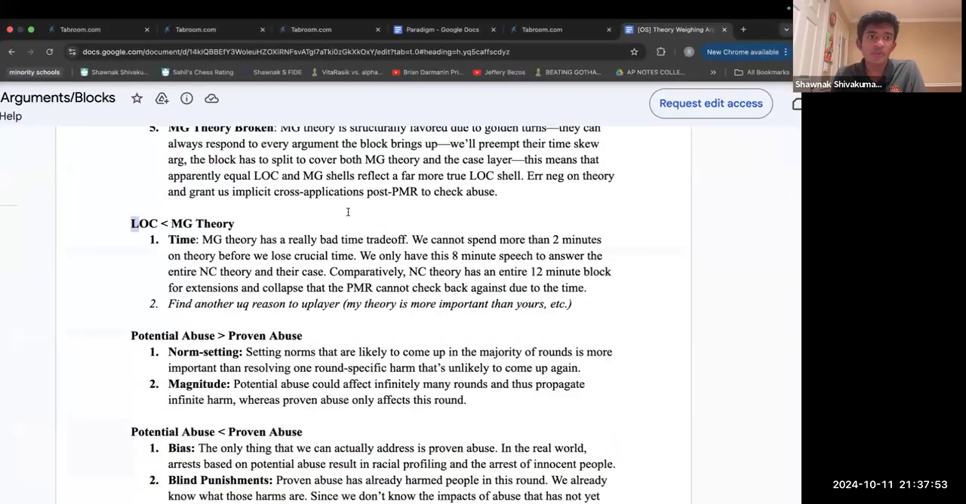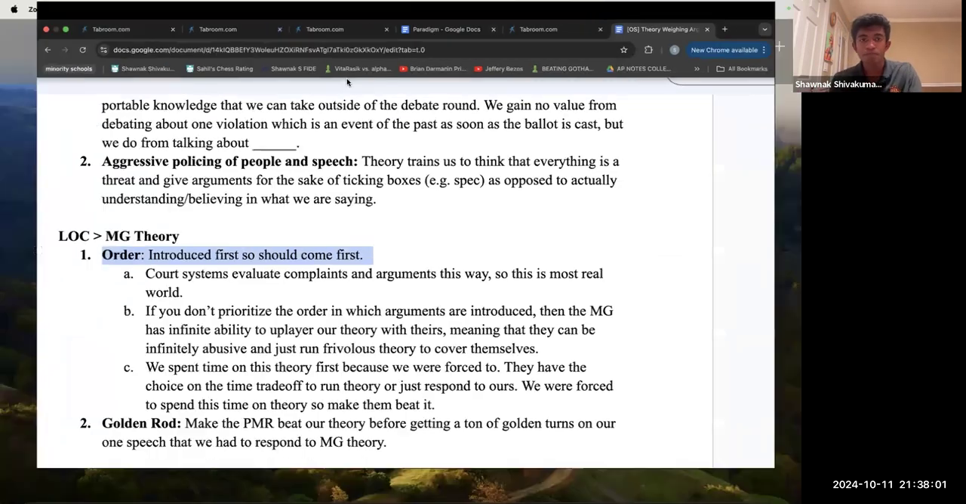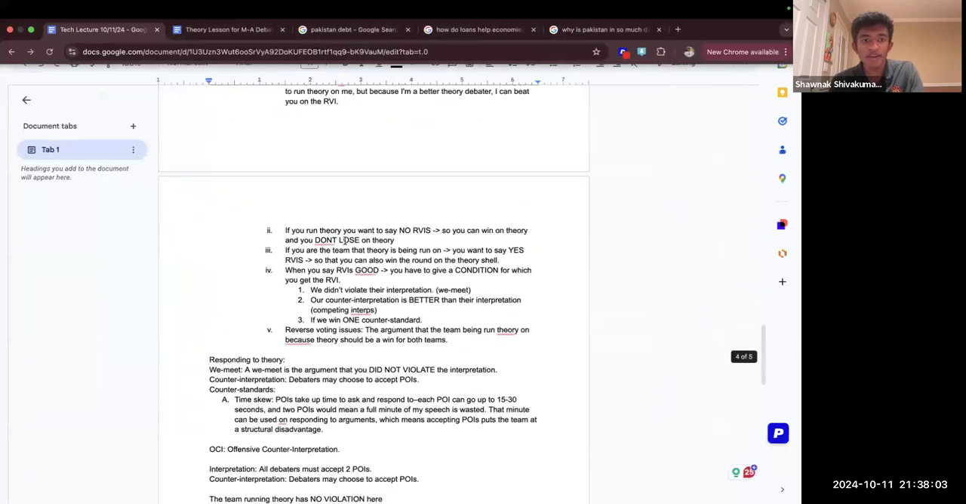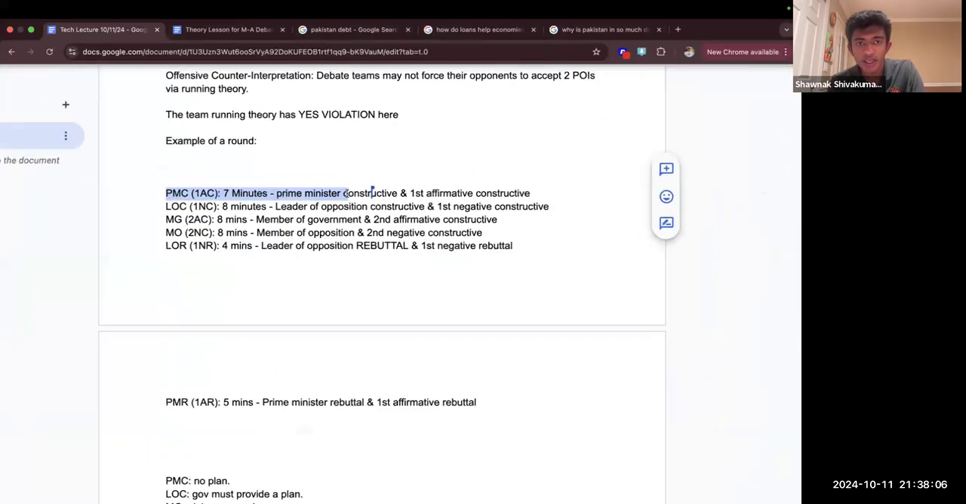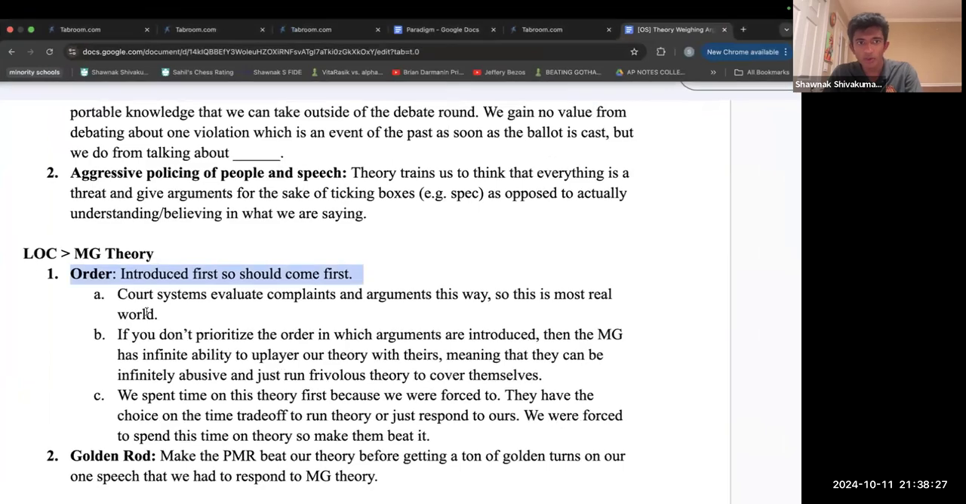So here are the reasons for LOC theory comes before MG theory. Order. We ran the theory shell first, or the abuse happened in the PMC. If the abuse happened in this speech, then the round is skewed from then on. The round is already not fair, which means you can't count anything we do as unfair, because the only way to respond to your unfairness is to be unfair ourselves. You kind of get that? So therefore, consider our theory shell first, because it addresses the first abuse in the round. That's order.